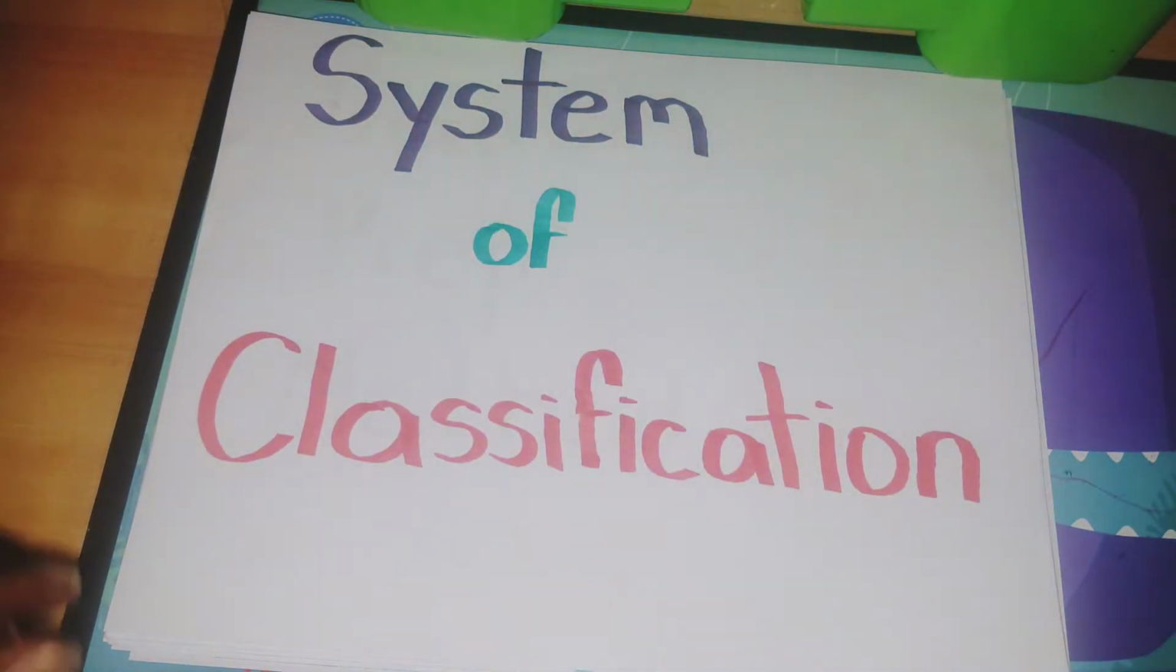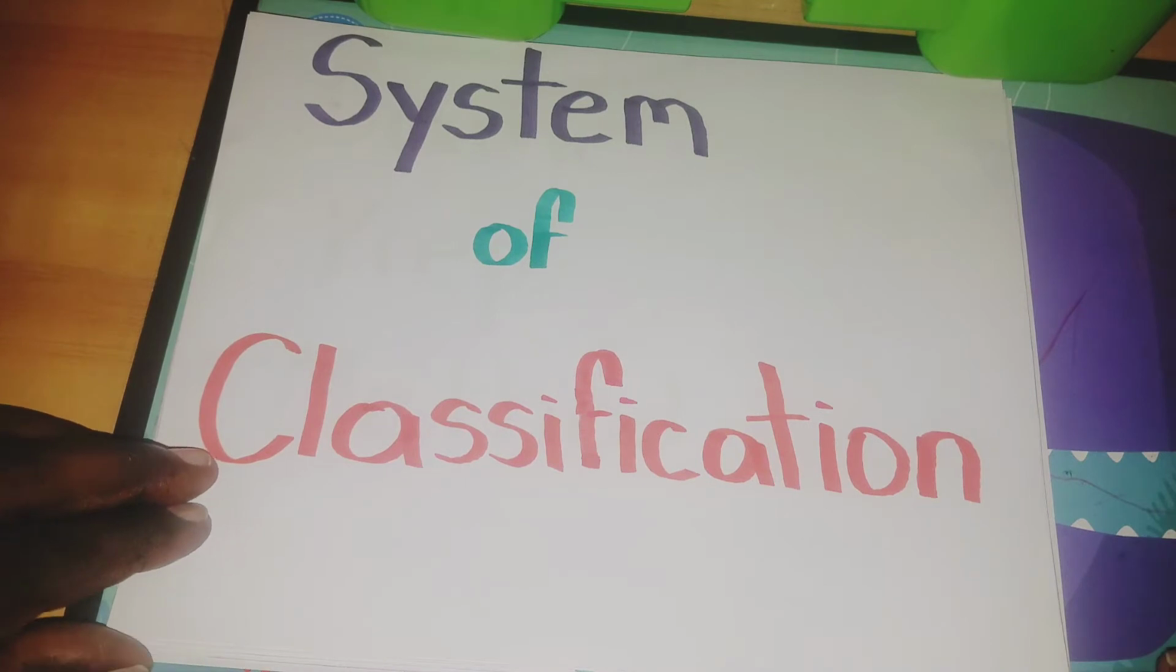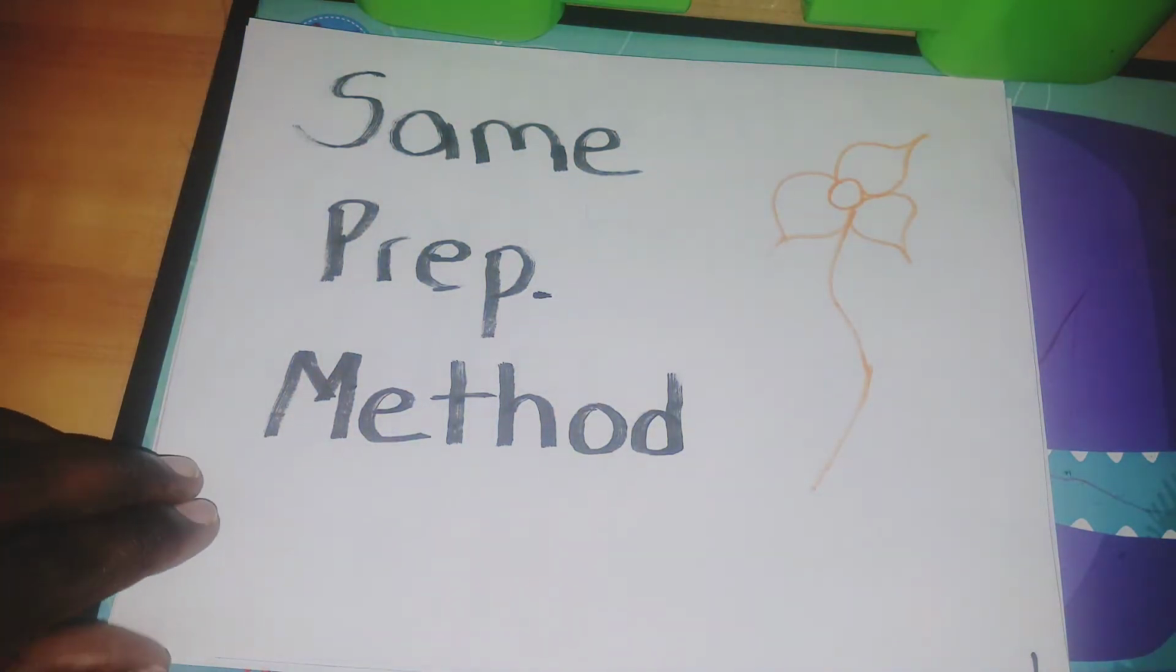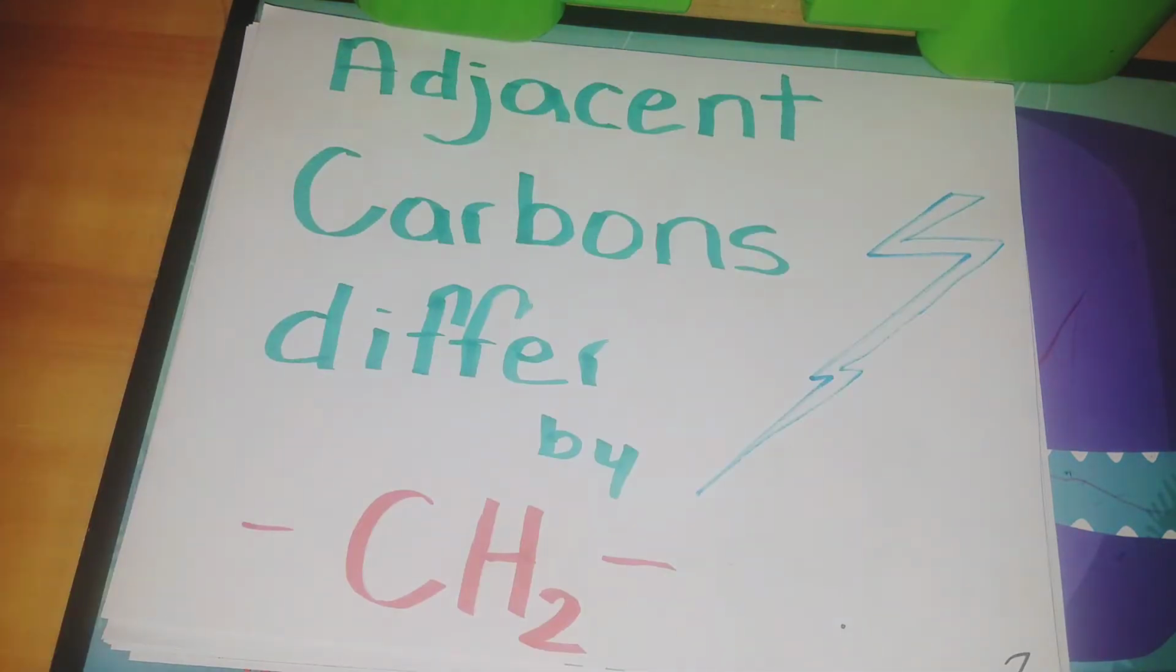Now, the first thing is that for each class of compound, there is a general method of preparation. All the compounds in that group can be prepared in a certain way. So you can prepare all alkenes in a general way, and you can prepare all alcohols in a general way as well. So that's the first thing. The second thing is that adjacent carbons differ by CH2.